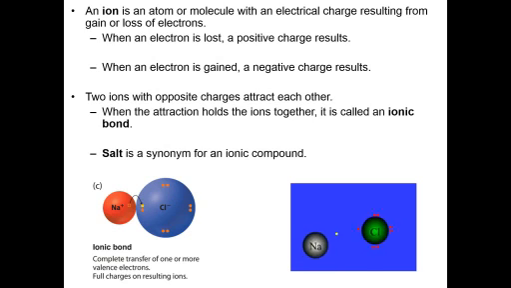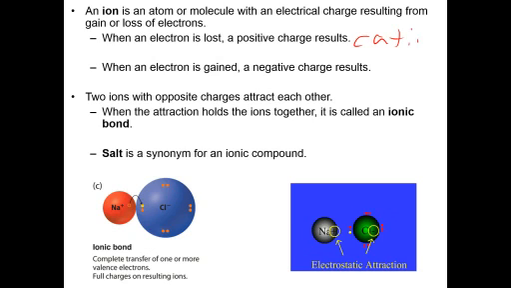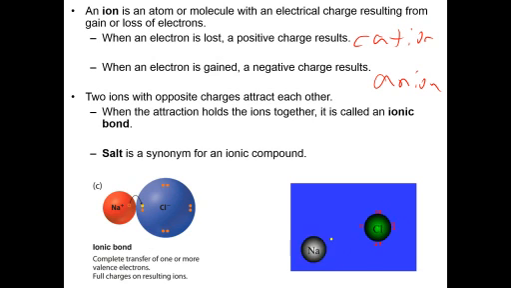Alright, so when an electron is lost, an atom has a positive charge. So this would be your cation. And then when an electron is gained, you get a negative charge. That's referred to as an anion. Now you have some atom that has a positive charge, some atom that has a negative charge.